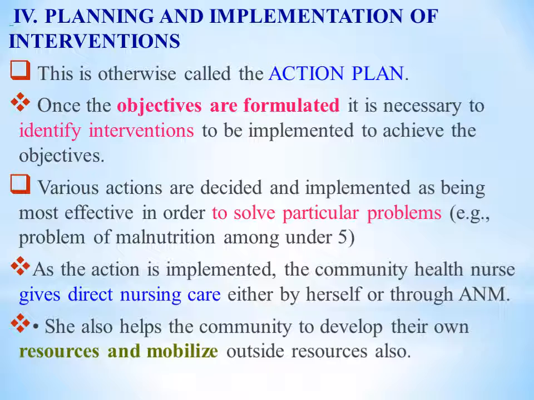So various actions are decided and implemented as being most effective in order to solve the particular problems. Example, the problem of malnutrition among under 5, as we have just reflected on it earlier. As the action is implemented, the community health nurse gives direct nursing care either by herself or through the ANM. She also helps the community to develop their own resources and mobilize outside resources also.